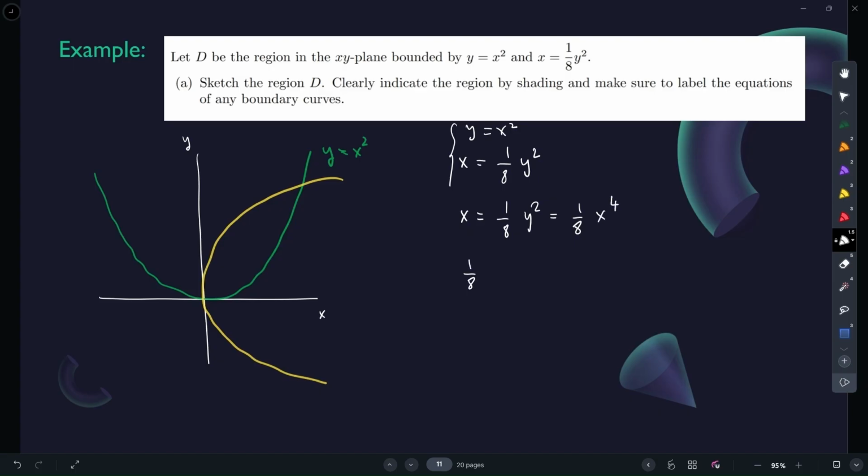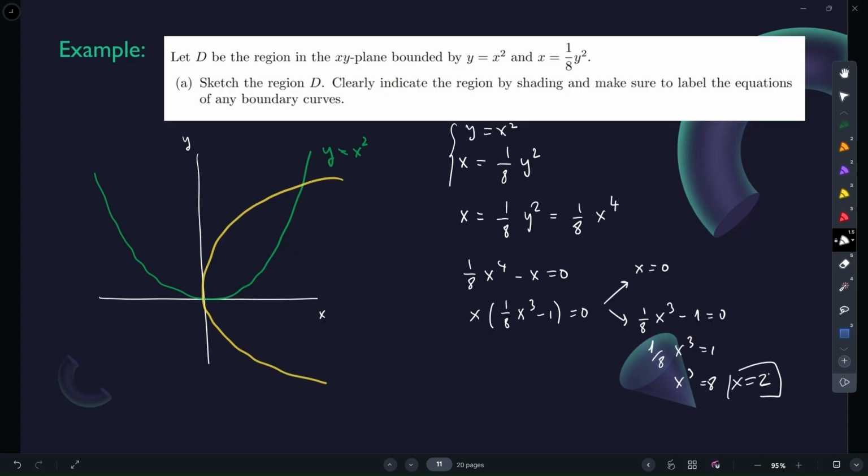So 1/8 of x to the fourth minus x would be 0. And that tells me if I take a common factor of x, that would give me x times an eighth of x cubed minus 1 is 0. And that gives me 2 points of intersection: when x is 0, or when an eighth of x cubed minus 1 is 0, which gives me that an eighth of x cubed is equal to 1, that x cubed is equal to 8, and therefore x equals 2. So this gives me 2 points of intersection at 0 and when x is 2, right here.